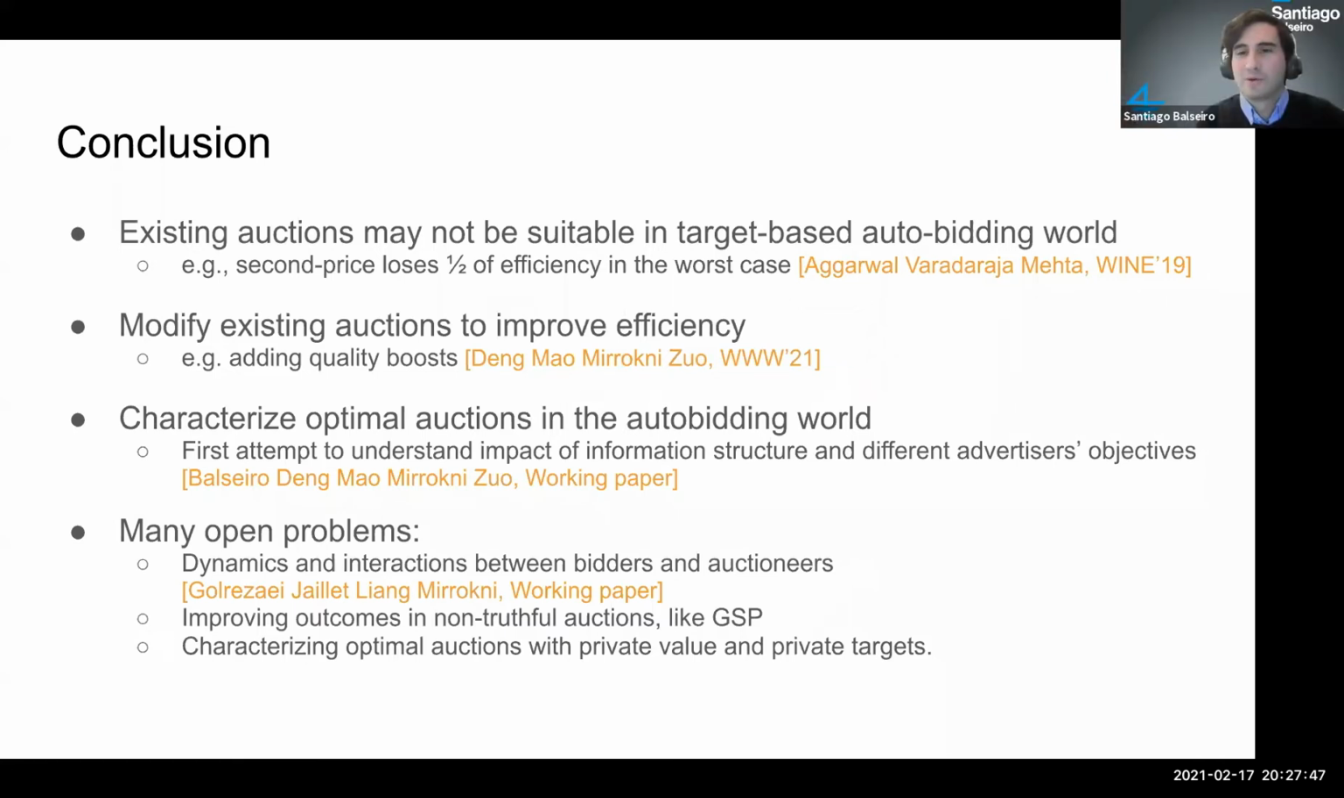So another question. Thank you, Vahab. Another question is more open-ended. It asks, what do you envision the future of automated bidding to be? Where do you think these markets are going?